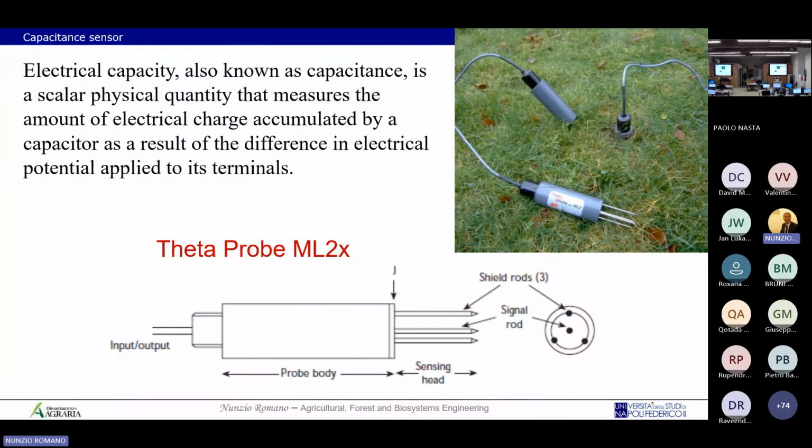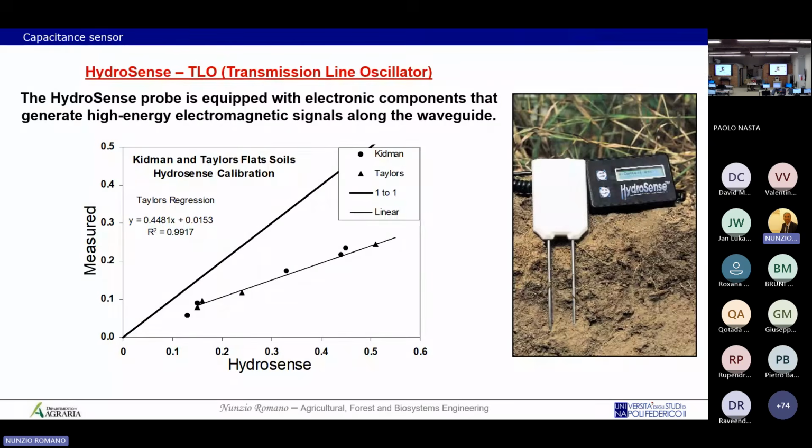So this can be related, measure the permittivity, and then using a calibration procedure, you can obtain a value of the soil water content. And then I will show you later what you can do. Another kind of capacitance sensor is the HydroSense.